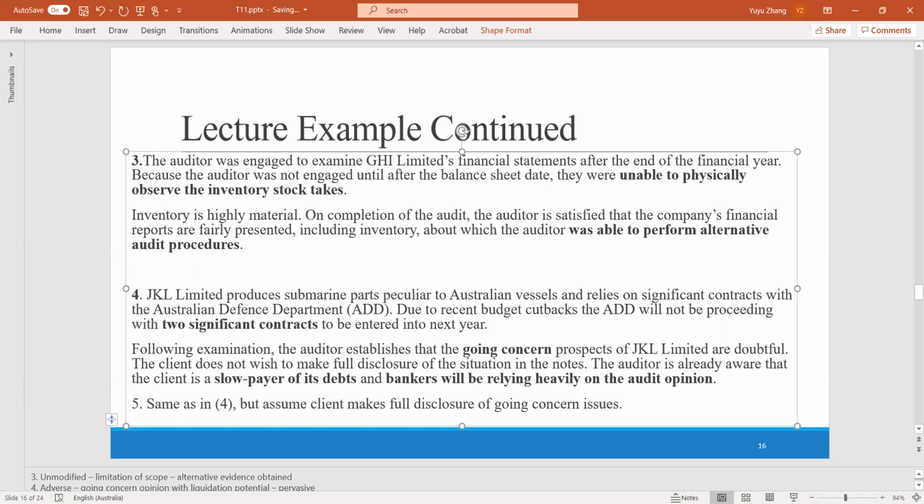The auditor was not engaged until after the balance sheet date. They are not able to physically observe the inventory stock take. Inventory is highly material. On completion of the audit, the auditor is satisfied the company's financial reports are fairly presented, about which the auditor was able to perform alternative audit procedures. Okay. So that's got three options. Nothing wrong, something wrong. Okay. So in case three, is there anything wrong here?